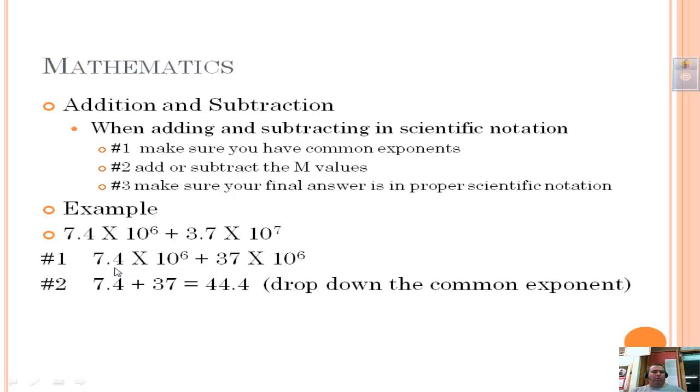We're going to add the 7.4, because there's that m, to this m, 37. So 7.4 plus 37 is 44.4. And then it says drop down the common exponent. So when I drop down the common exponent of 10 to the 6th, I've got 44.4 times 10 to the 6th. But when you look at rule 3, it says make sure your final answer is in proper scientific notation. 44.4 is bigger than 1, but it is not less than 10. So I've got to move it over once to the left to get a correct scientific notation number of 4.44 times 10 to the 7th.